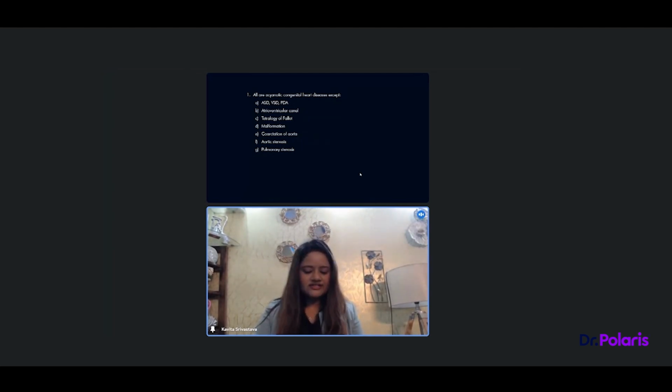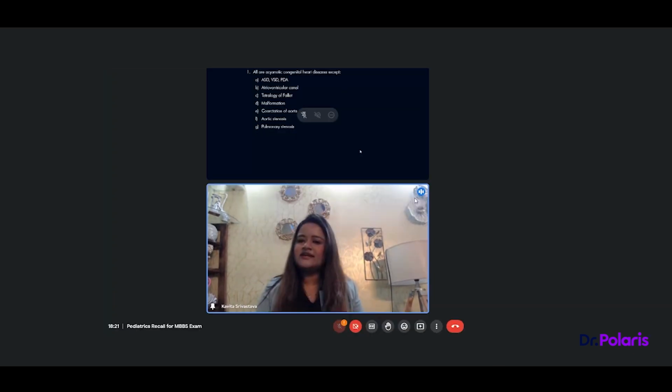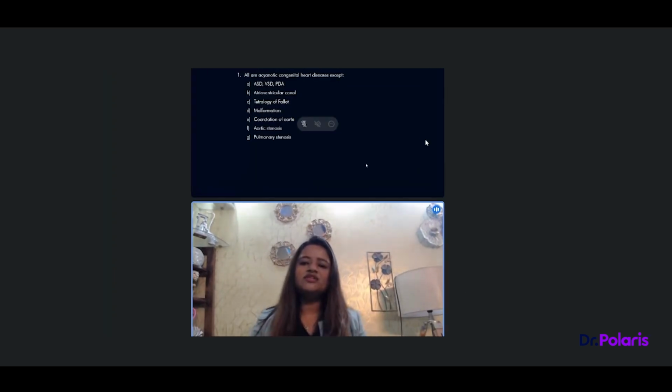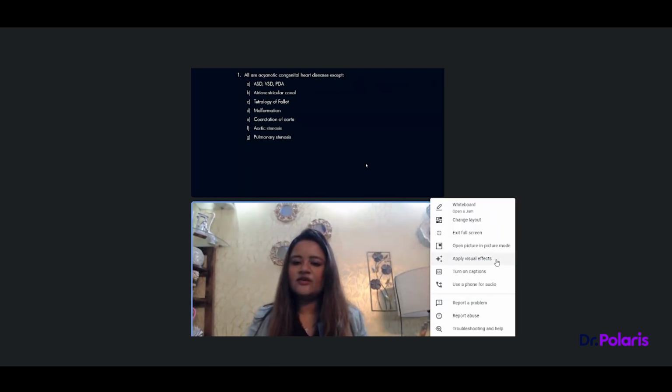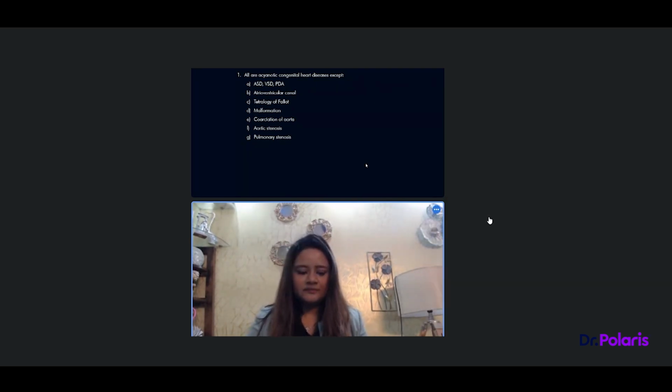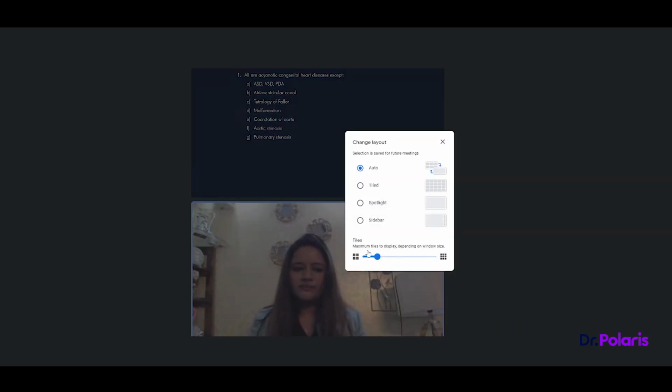Acyanotic CHDs are the most common types, where we have so many classical defects where mixing of blood does not happen, or it presents with left to right shunt. That means there is overload on the right side of the heart, because whenever the shunt goes towards the left side, there is going to be mixing of the blood and cyanosis, which falls under the category of cyanotic heart disease. All right. Okay, question number 2.